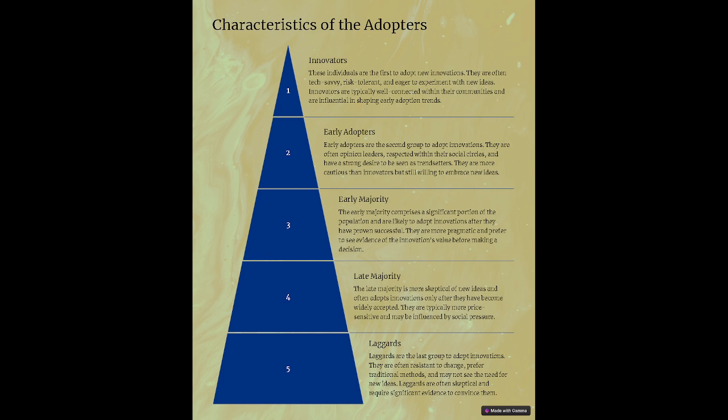Third, early majority. The early majority comprises a significant portion of the population, and they are likely to adopt innovations after they have proven successful. They are more pragmatic and prefer to see evidence of the innovation's value before making a decision.